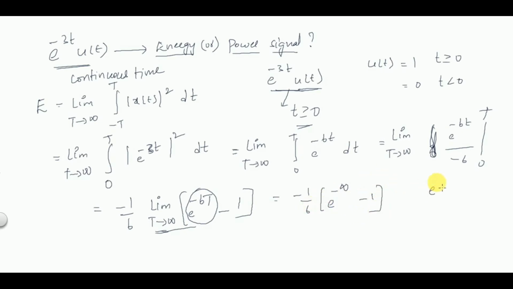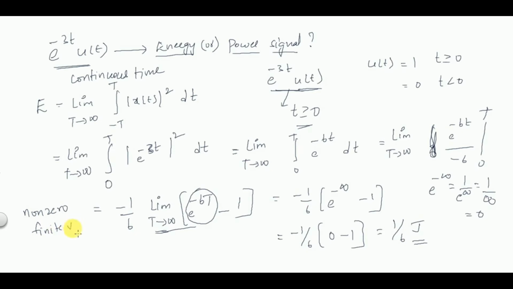We know that e power minus infinity can be written as 1 by e power infinity. 1 by e power infinity is 1 by infinity, and 1 by infinity is 0. So this becomes minus 1 by 6 into 0 minus 1, which is 1 by 6 joules. So we have got the energy of the signal as non-zero and finite. Therefore energy is a non-zero finite value, and therefore the given signal is an energy signal.